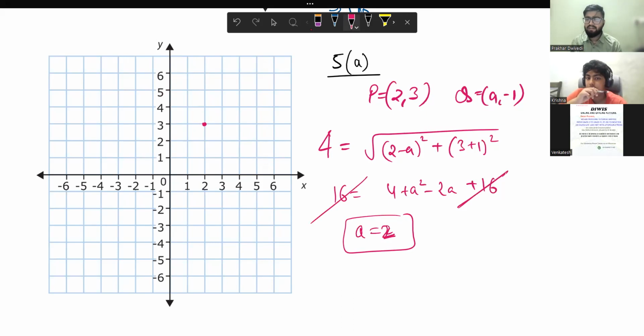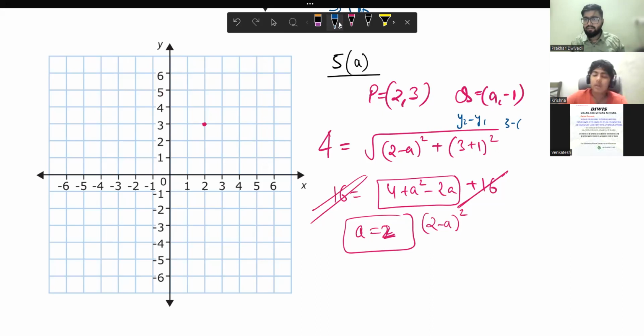No, this 16 and 16 will get cancelled. And then this thing is basically 2 minus A whole square. Yeah, I'm talking about that, it should be negative. It's 3, the y2 minus y1. It's 3 minus of minus 1. Sorry. Okay, now see, I've done it in a very quick way.